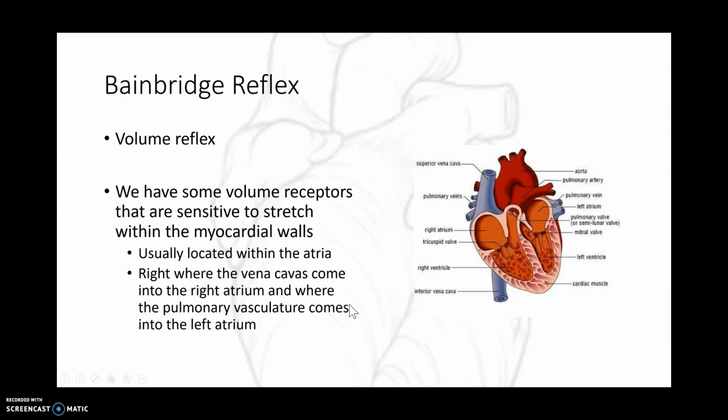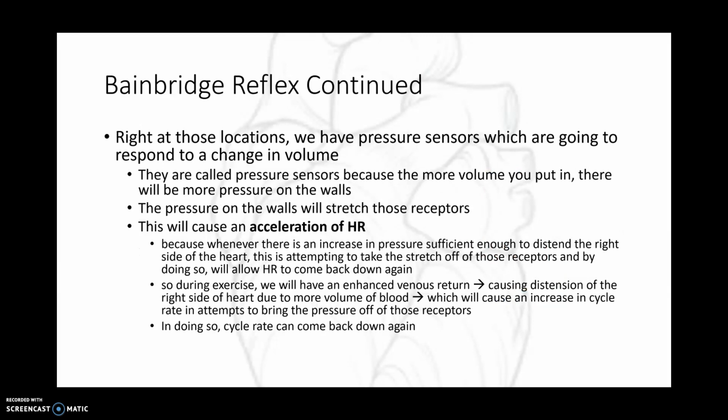Right at those locations, we have pressure sensors, which are going to respond to a change in volume. They're called pressure sensors because the more volume you put in, just like we talked about, there will be more pressure on the walls. The pressure on the walls within the atrium will stretch those receptors. This will cause an acceleration in heart rate. Okay, because whenever there is an increase in pressure sufficient enough to distend the right side of the heart, this is attempting to take the stretch off of those receptors, and by doing so, will allow heart rate to come back down again.